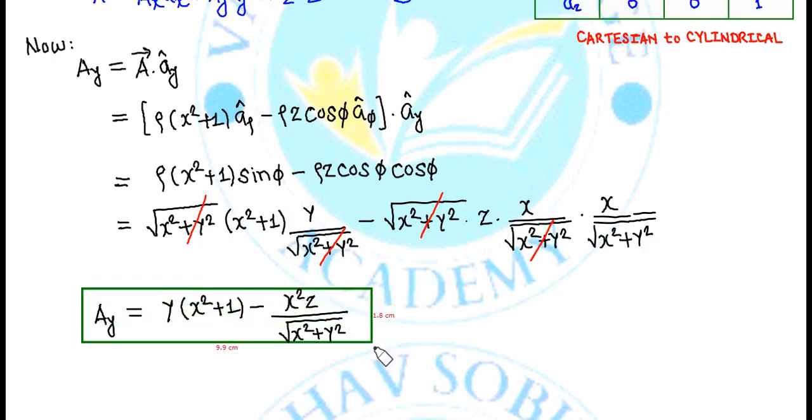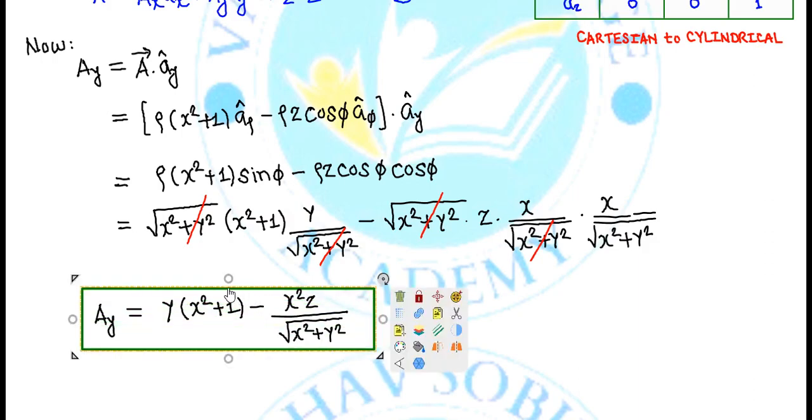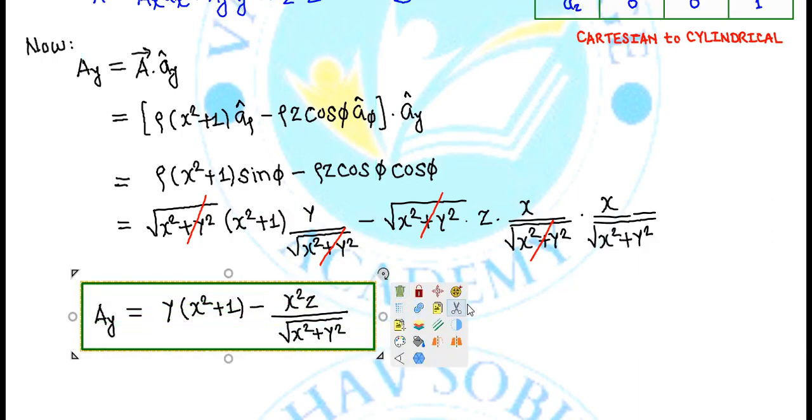So this is your magnitude of vector A in the y direction. Assign some equation number to that one. So let's say this is equation number 3.